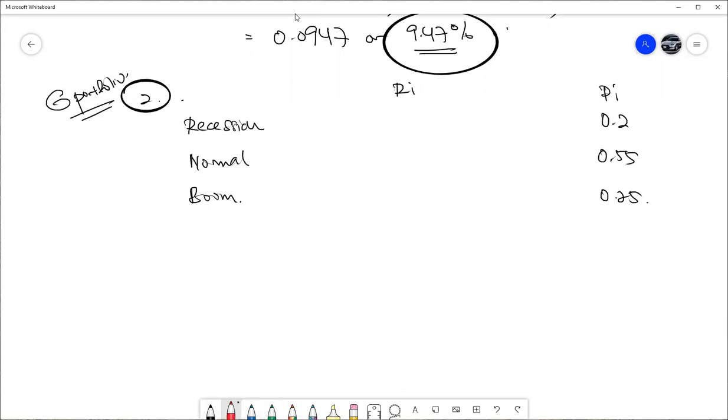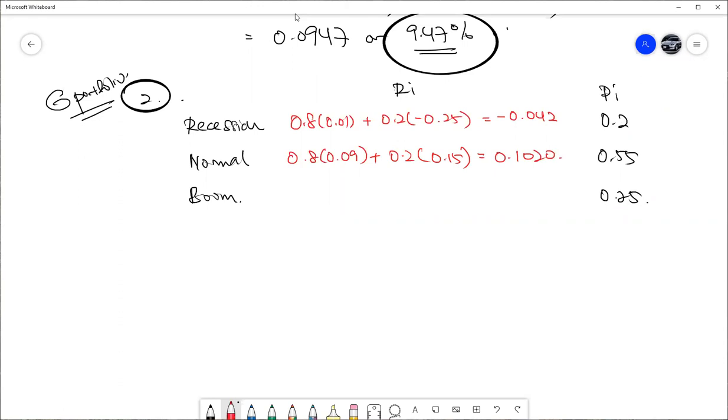So the thing you count here is the return. During recession, 0.8 of stock A's return, which is 0.1, plus 0.2 times negative 0.25. This gives you a return during recession for this portfolio of negative 0.042. Then during a normal period, 0.8 times 0.09 plus 0.2 of stock B, which has a return of 0.15. This gives you 0.1020, a 10.2% return. Lastly, during the boom period, 80% stock A gives 14% return, and 20% of stock B gives 38% return. This gives you a return of 0.1880.